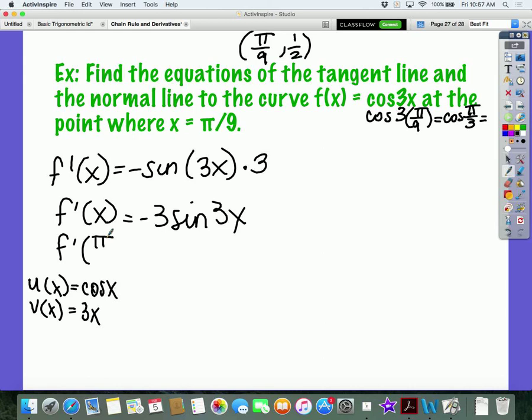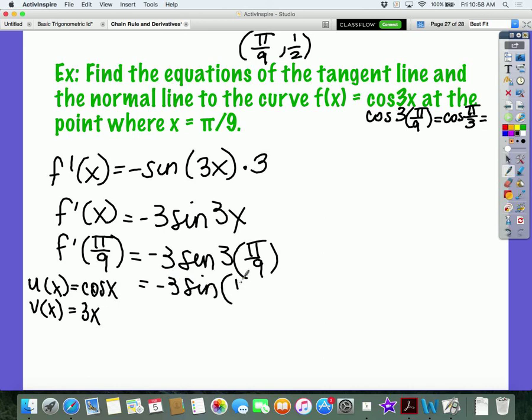Plug the x in to find my slope. 3 times pi over 9 is pi over 3, and the sine of that is root 3 over 2.